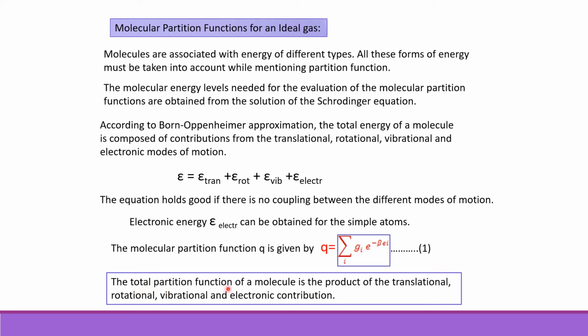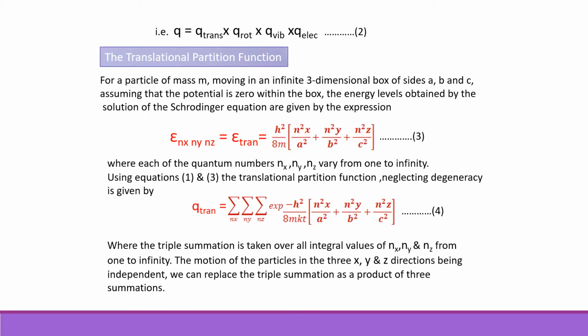The total partition function of a molecule is the product of the translational, rotational, vibrational, and electronic contribution. So here we can write the total partition function Q is said to be the product of the individual translational partition function into rotational partition function into vibrational partition function into electronic partition function. Now first we will begin with the translational partition function.